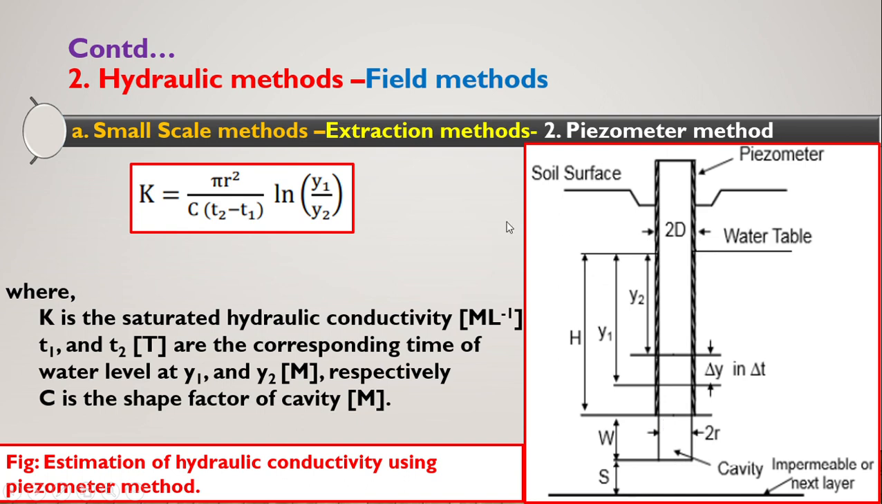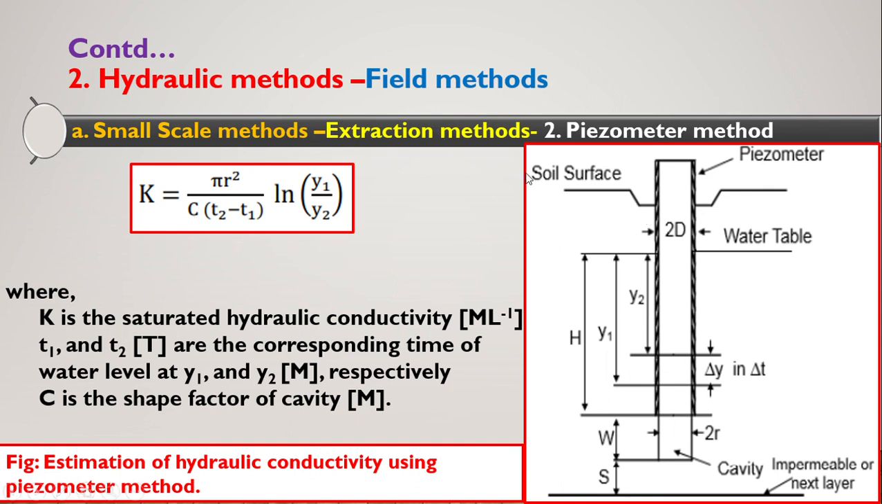So that is the difference, and we can find K by using this equation where C is the shape factor. C is a constant known as the shape factor. It is different for different types of soil. It is already a known value. T2 and T1 are the times taken for the rise in water. Y1 and Y2 are the change in water level. R is the radius of this hole. So by using this equation, we can find the hydraulic conductivity. Why is it known as the piezometer method? Because we are inserting a pipe or a piezometer into the hole. So it is known as the piezometer method.